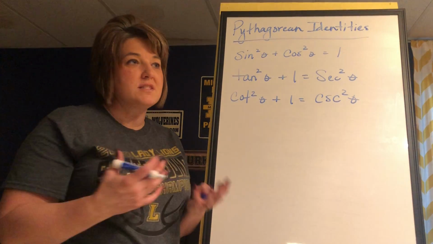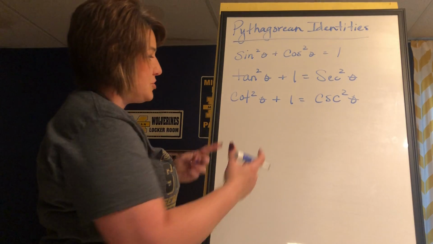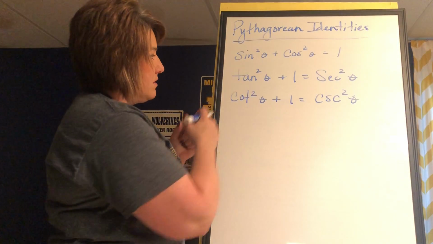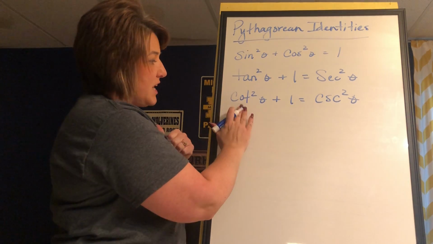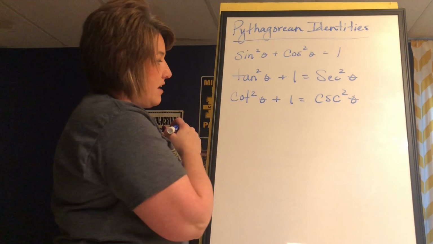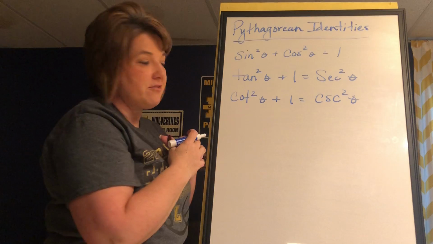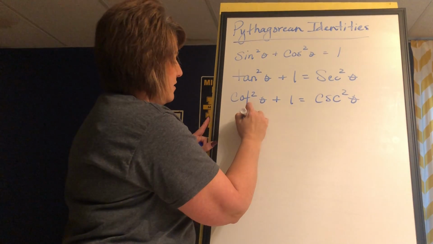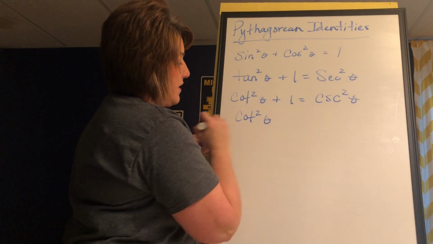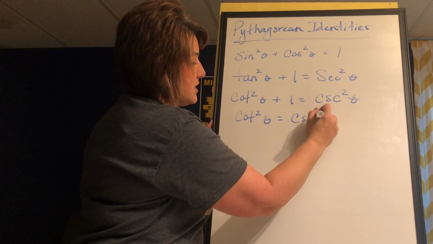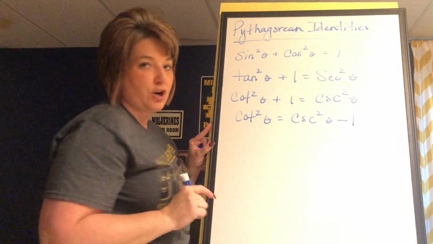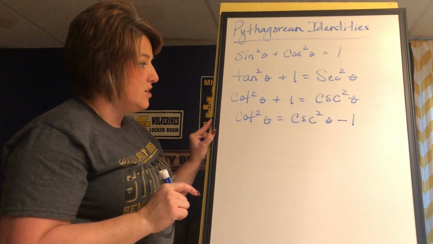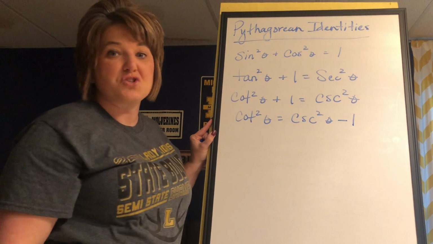And you can move these things around. So I'll just use this last one here so I don't have to go back up here and erase everything. But if I wanted cotangent squared instead of cosecant squared by itself, I can subtract 1. So I can say cotangent squared theta equals cosecant squared theta minus 1. All I did was move that term to the other side and subtract it. So there's another potential identity.